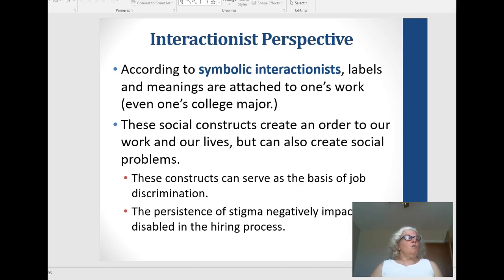Interactionists look at work as a way that we have meaning to our lives, even our majors. If I sat you down, as I do in my intro class, and had you do an "I am," our jobs and our work environment become part of that definition of ourselves, that we link it to who we are.